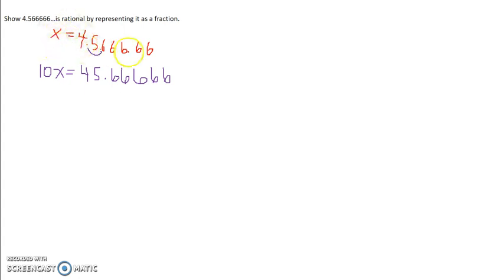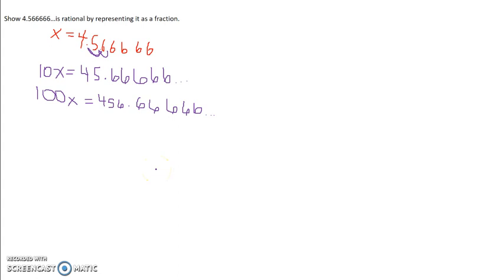If I look at the top equation, I have 4.5666666. In order to get 6 in front of the decimal as well, I need to go over 2 spaces. That's multiplying by 100. So I need to say 100x, and 100x will give me 456.666. Remember that the 6 goes on forever, so actually we should be writing ... after this.